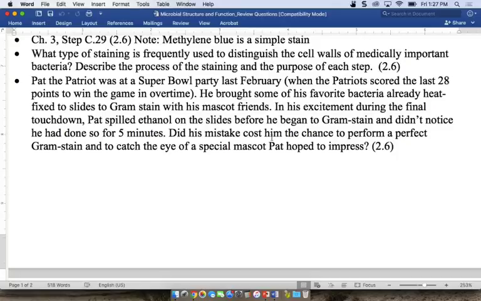All right. So, the question essentially is, what happens if you spill ethanol beforehand? Is this going to have an effect on the end result of the gram stain? And consider this for a gram positive and gram negative. I'll give you a couple of minutes to think about it and talk it over with somebody else before we discuss.